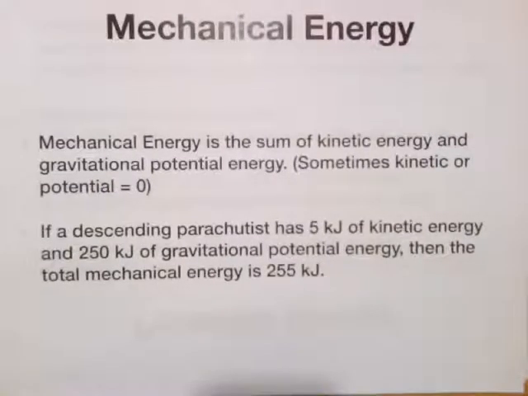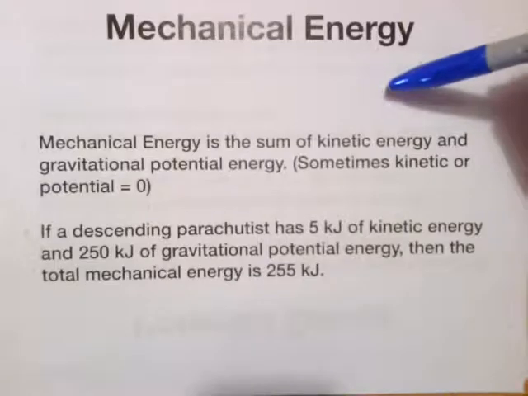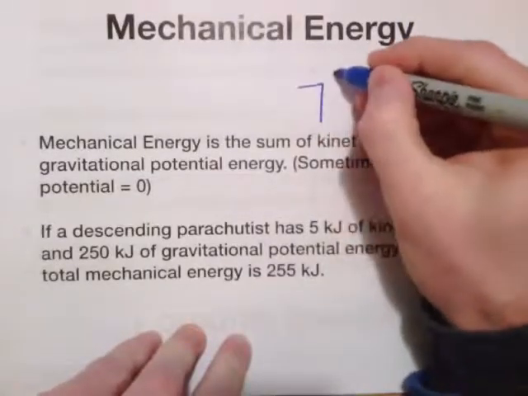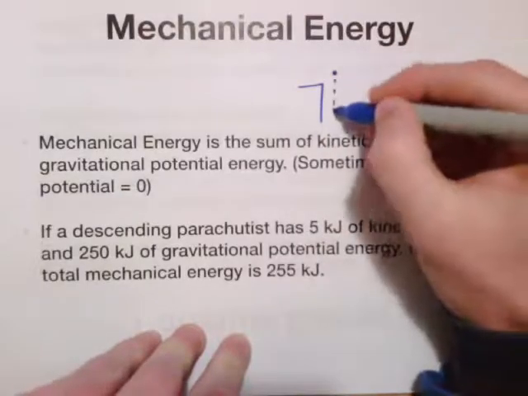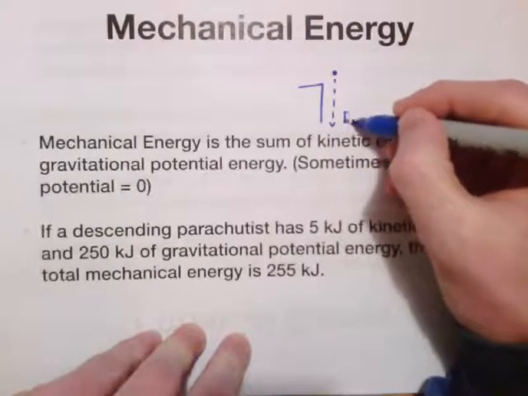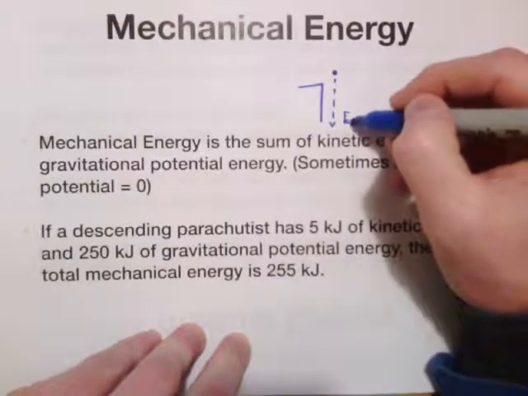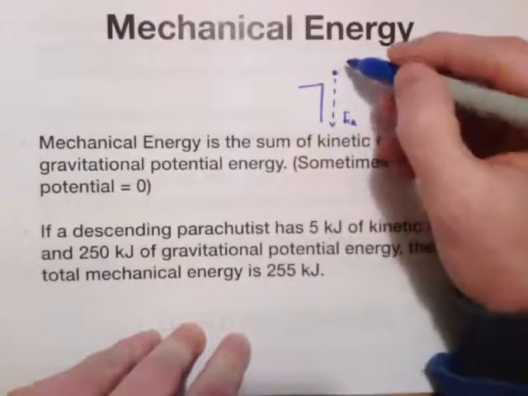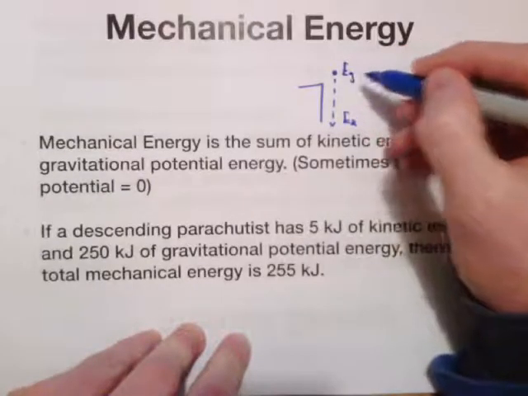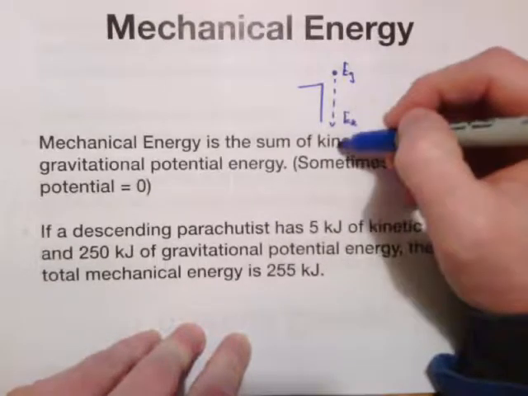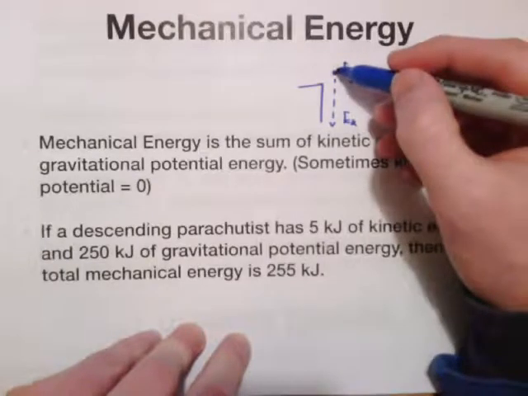Mechanical energy is the sum of kinetic and gravitational potential. Sometimes kinetic or potential is zero. Like if I drop something from here, right before it hits, this is where kinetic energy is its greatest. Potential is almost zero if it's right before the ground. Gravitational potential here is at its greatest. It's got all this distance to fall. There's no kinetic energy if we're just holding it, about to drop it.